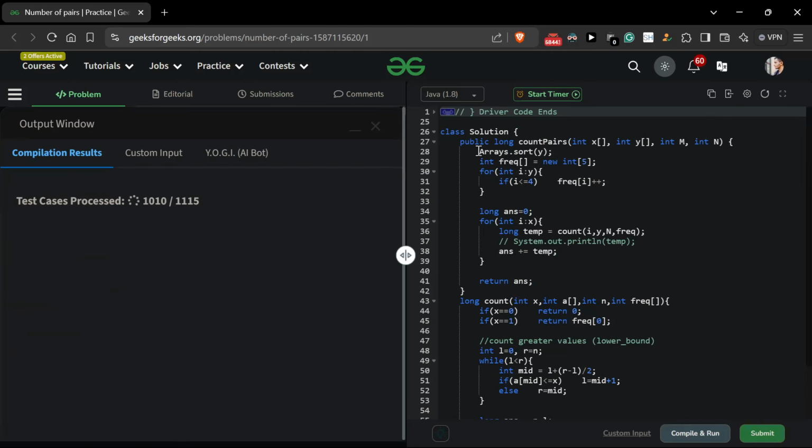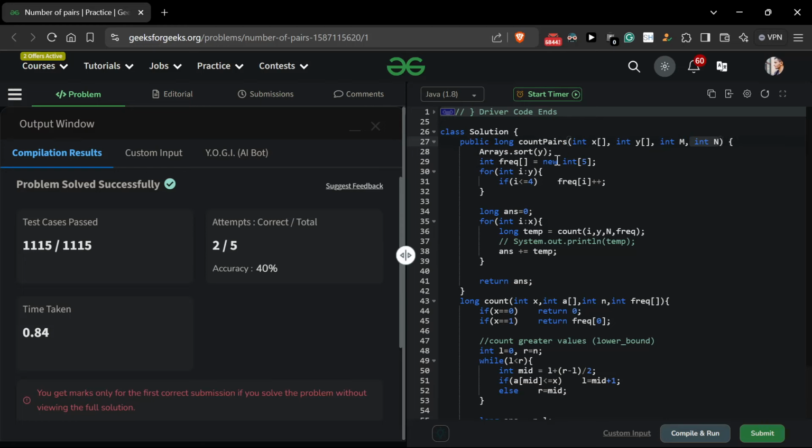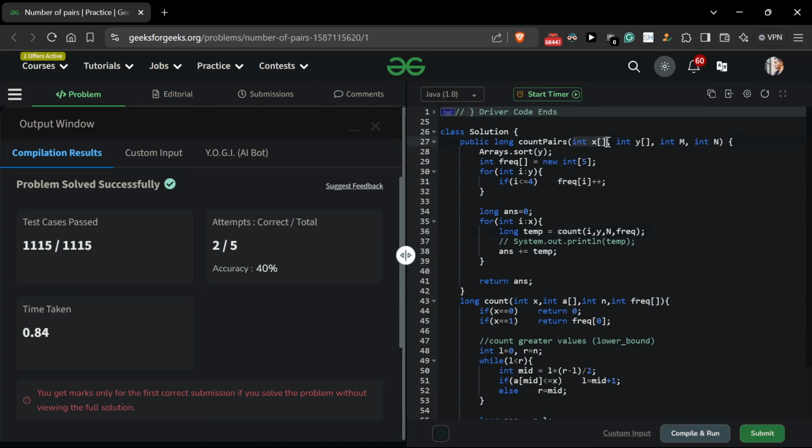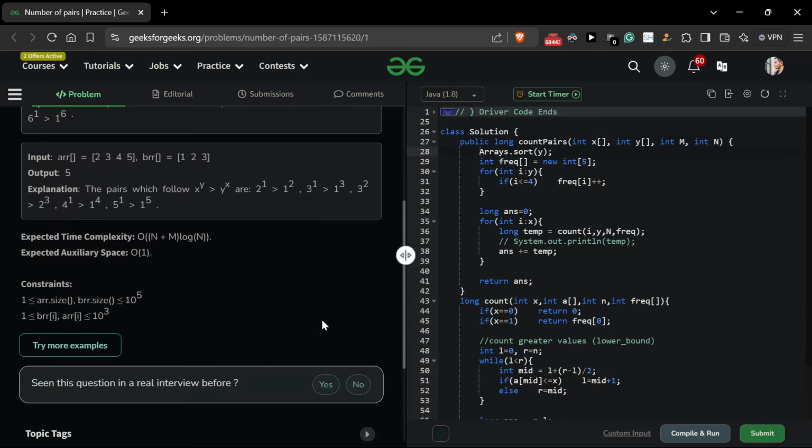First we are sorting our array of size n, so it will take n log n. Next we are iterating, and we have a count function in which we are applying binary search. Binary search time complexity is log n, and we are doing it m times, where m is the size of the other array. So it is m log n plus n log n. We have a common factor, which is log n, so we will take log n outside. So we have reached the expected time complexity.